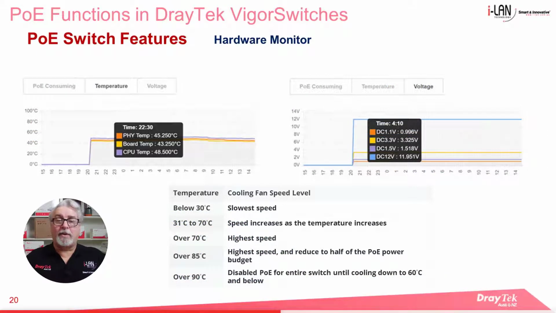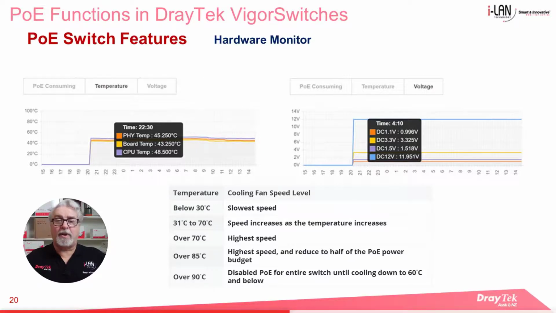Here we have a close-up look at the temperature and voltage graphs. Also here you can see the automatic fan speeds based on the temperature of the switch. Below 30 degrees we have the slowest fan speed, but when the switch temperature goes above 85, it will halve the power budget. Above 90 degrees, the PoE function will shut down to protect the switch. Once the temperature drops to 60 degrees again, the PoE function will be restarted.